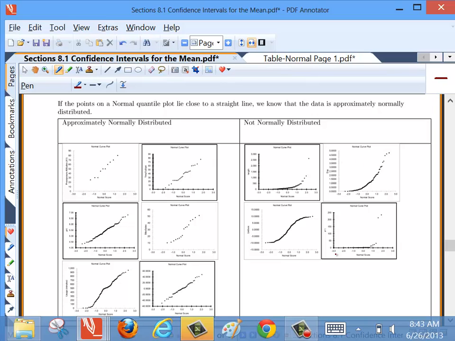Now here are ones that are obviously not normally distributed. Notice this, a definite curve. An S-curve, a really big curve. Those are definitely not normal. That's the kind of scale I'm asking you to use when you do your homework, studying, or tests: mostly normal, or definitely not normal.